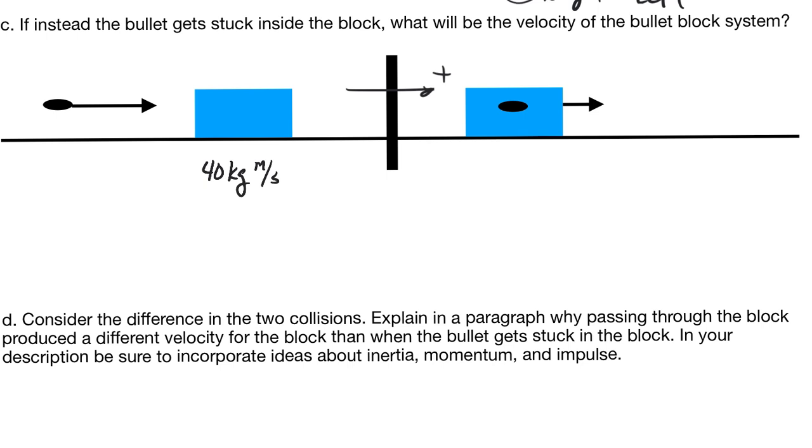But on the right, the bullet and block are now joined together. So they will have a combined mass and a single velocity. Still not tough, I don't think. I've made a mistake. I'm just waiting to see if anybody's picked up on it. And I didn't intend to make this mistake, I just did. Yes, Reese?